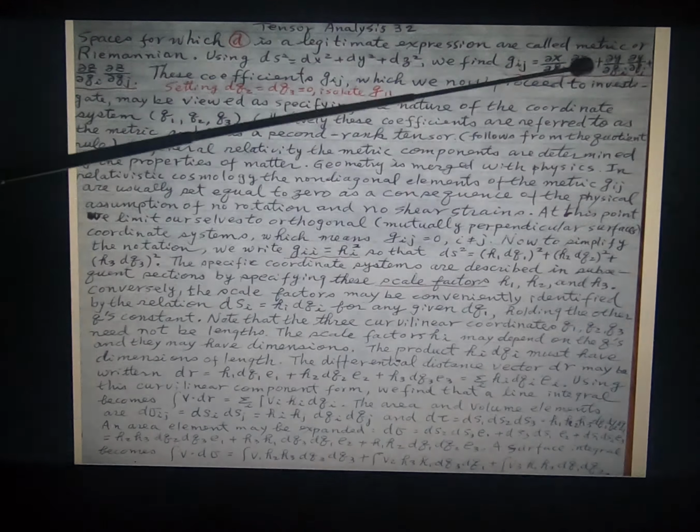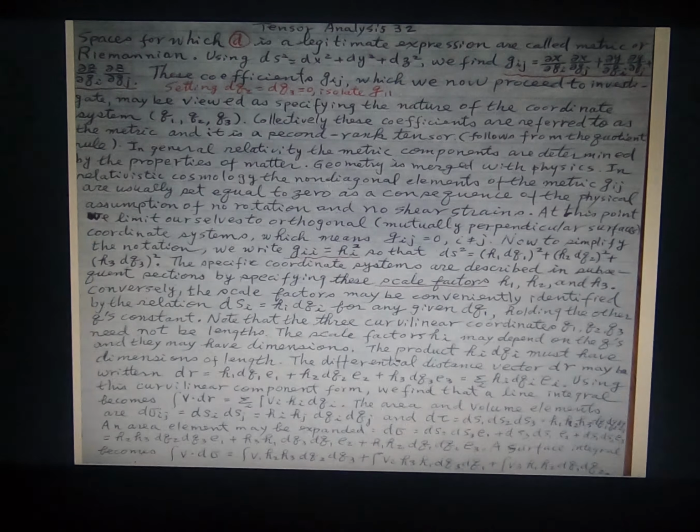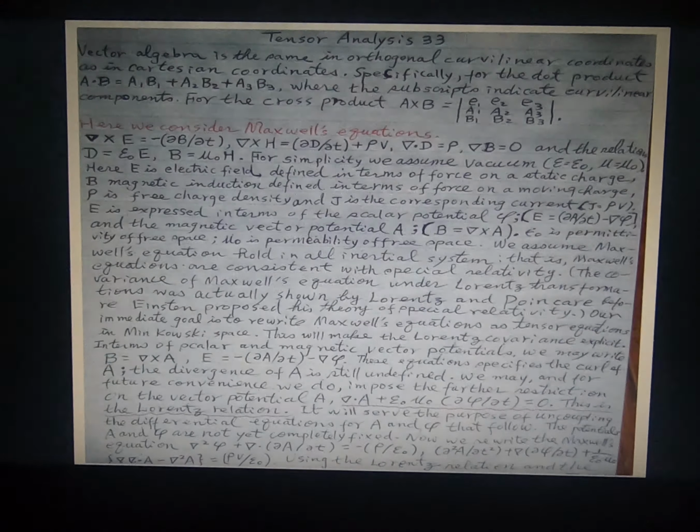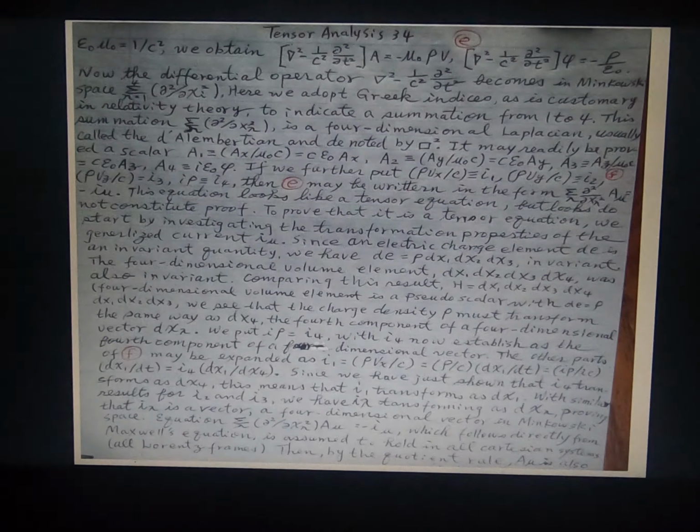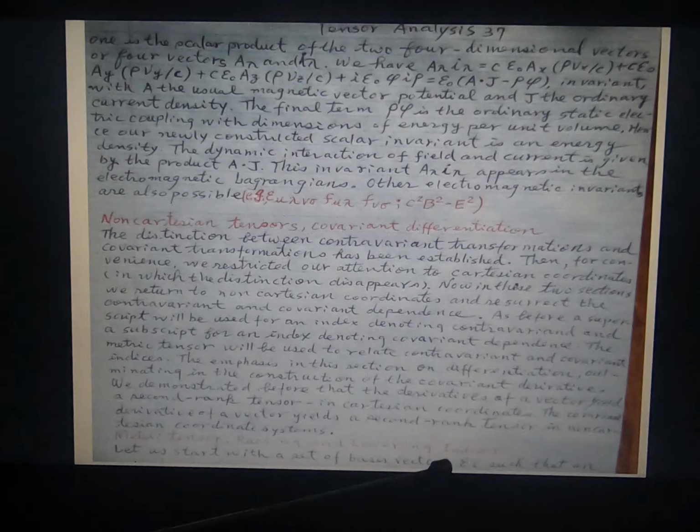If the g_ij is the distance, like a square like this, so ds squared like this is called the metric. So we can see the Maxwell equations here. Non-Cartesian tensor, covariant differentiation. Let's see how we can do the differentiation. Metric tensor here, raising and lowering the indices.